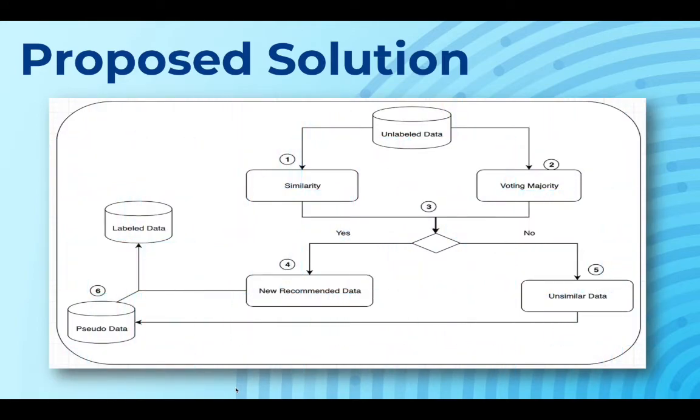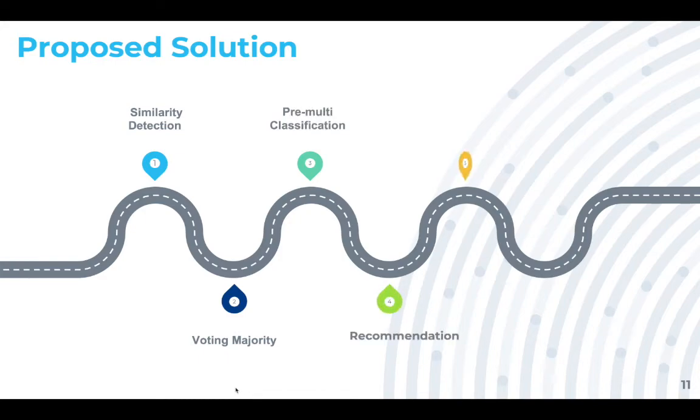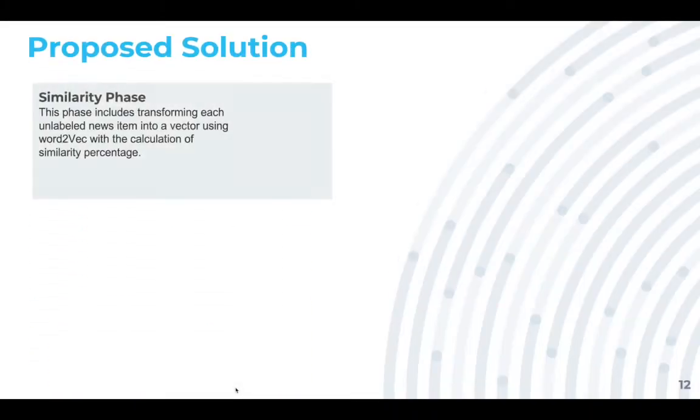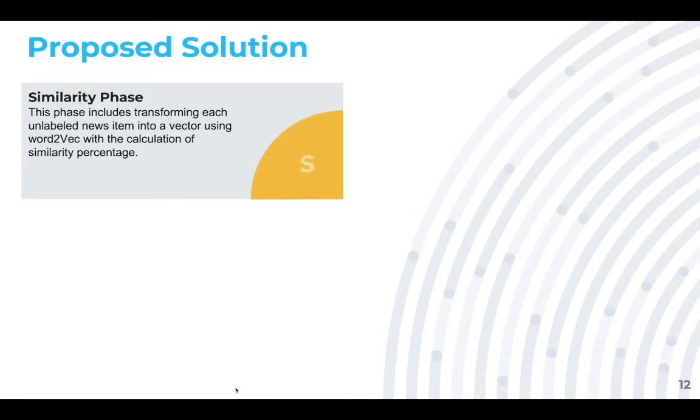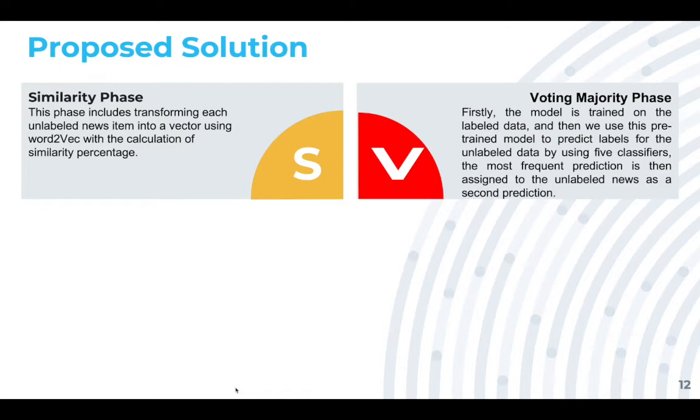So our proposed solution contains 5 essential steps that are described as below. The first one, similarity detection, then voting majority, and then pre-multi-classification, and then the recommendation, and the last one is the multi-class classification. So starting with the similarity phase. This phase includes transforming each unlabeled news item into a vector using Word2Vec with the calculation of similarity percentage. The second is about the voting majority phase.